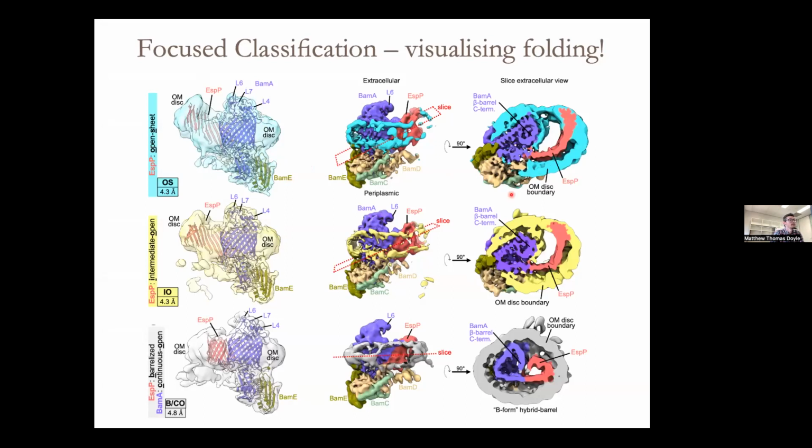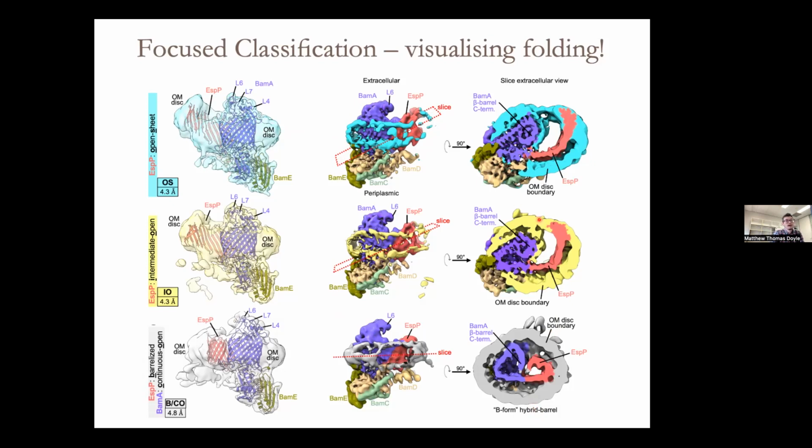So here's 1, 2 in yellow, 3 in gray down the bottom, structures of various intermediates that we were able to solve. Again, all from the same sample. All right, so what we were able to see very excitingly was here's BAM-A, and here's the rest of the sheet of ESPP. You can see this a little bit easier if you rotate the map and slice through it here, and then look down from the cell surface, and you can see the BAM-A beta barrel curling around, connecting to ESPP, and here's the rest of the sheet.